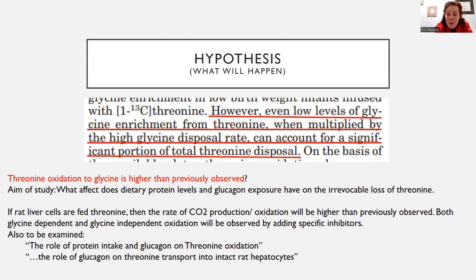Or metabolized? So other things I looked at: the role of protein intake and glucagon on threonine oxidation. So what role does glucagon have? And the role of glucagon on threonine transport, specifically into intact rat hepatocytes. How long does it actually take to get there and be metabolized?